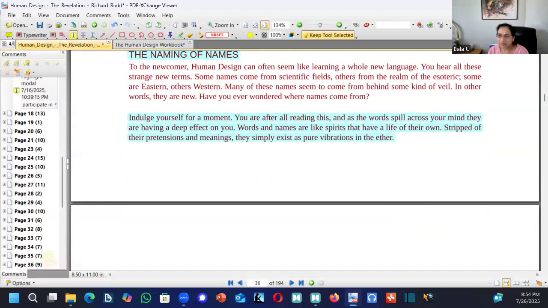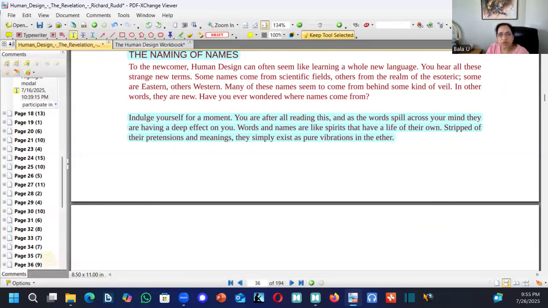Vibration. Yeah, vibration translated to sound becomes the key. But is it connected to our name? Correct. No, it is connected to the symbol, which has got a sound pattern. Okay, now read this. Indulge yourself for a moment.